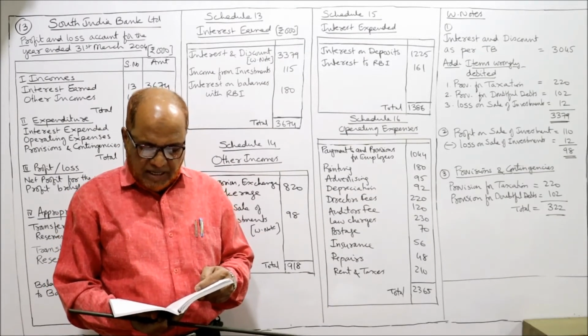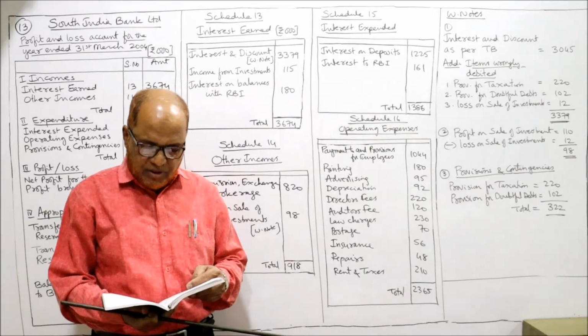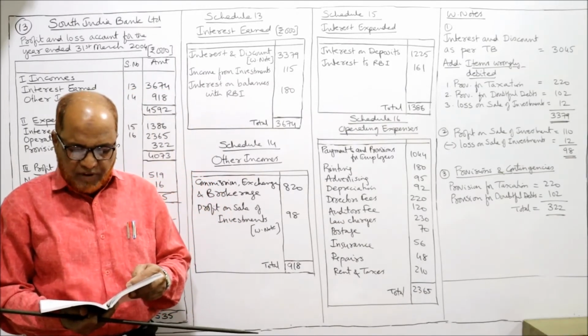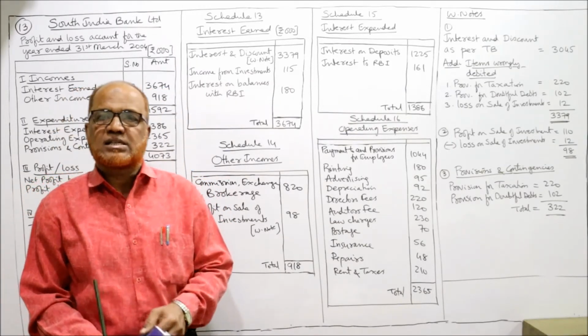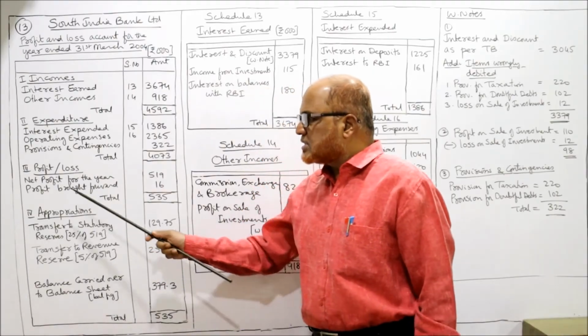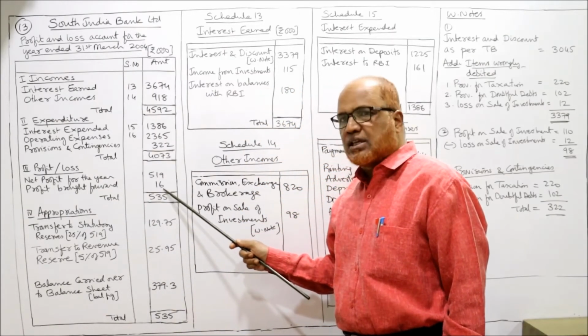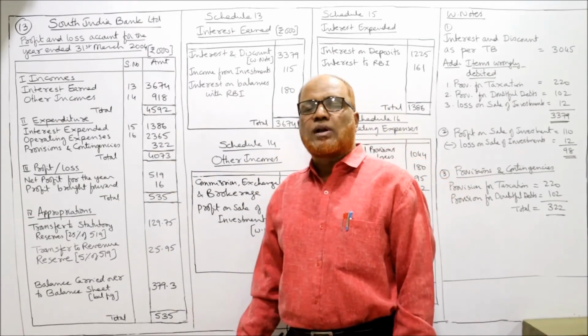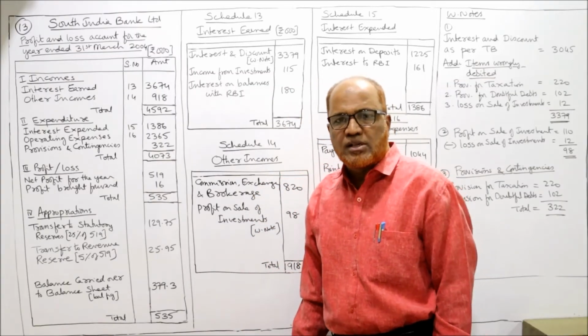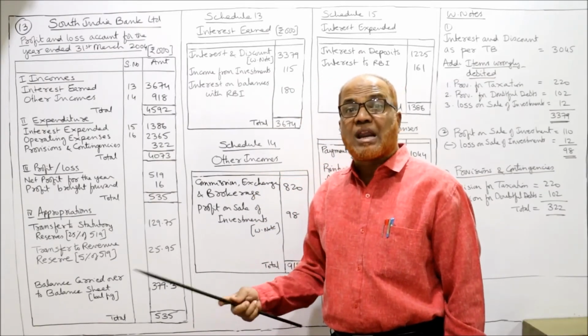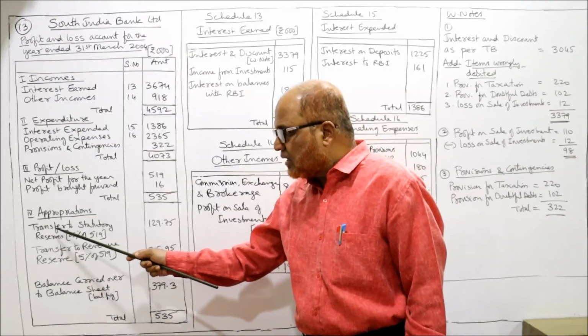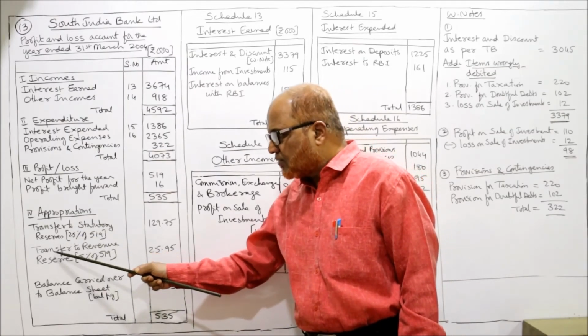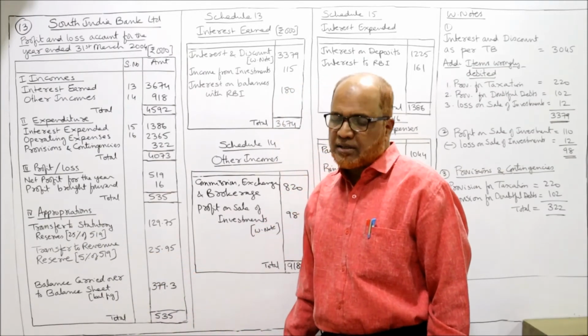Second, 25% of profit is to be transferred to statutory reserve, 5% profit to be transferred to revenue reserve. Profit brought forward from last year is 16. Now see here, last year's brought forward profit is 16,000. And it is asking you to transfer 25% to statutory reserve and 5% to revenue reserve. That's why I have taken here transfer to statutory reserve, transfer to revenue reserve, right?